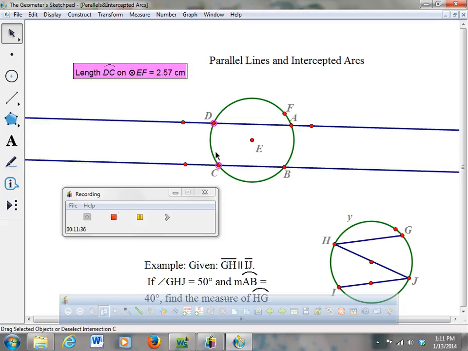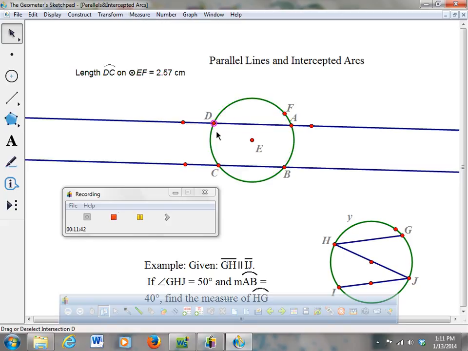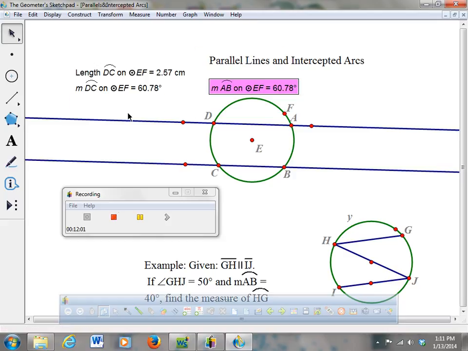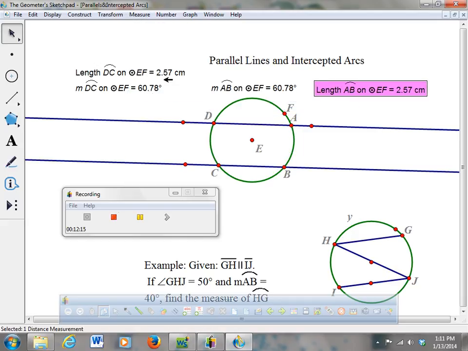Measure arc. It wouldn't let me do that. You need to click them. Arc angle. It'll measure that angle. So that's this angle right here. Now this one right here. Measure arc angle. Notice that those two things, this angle here and this length, if I measure the arc length, just to show you, notice that those two things are equivalent.